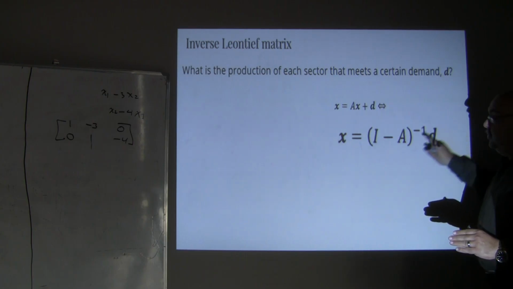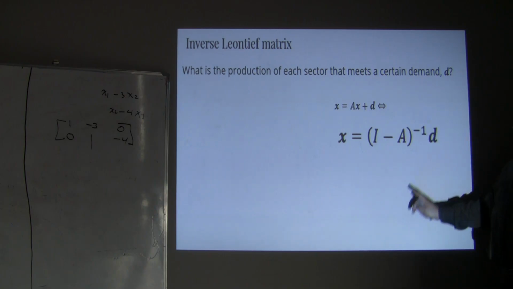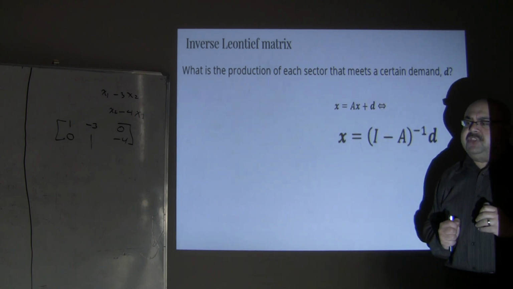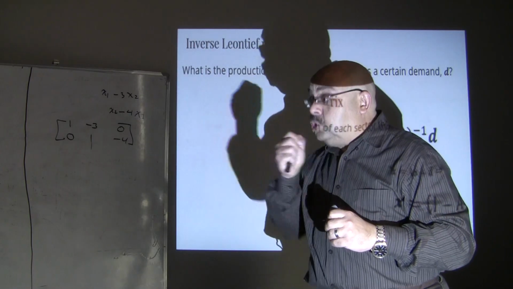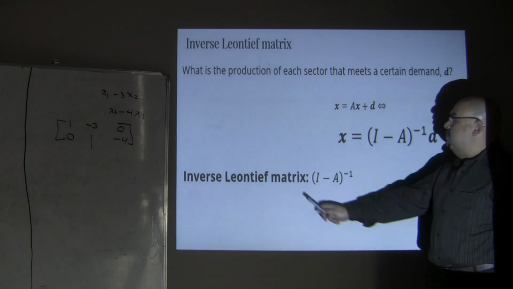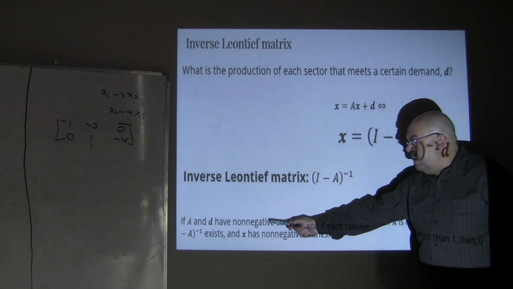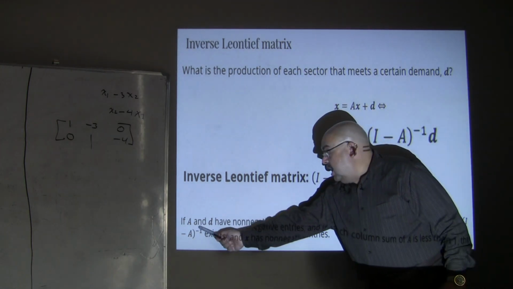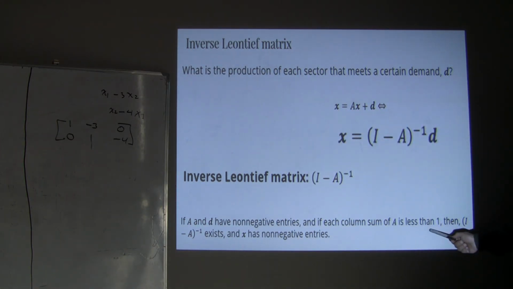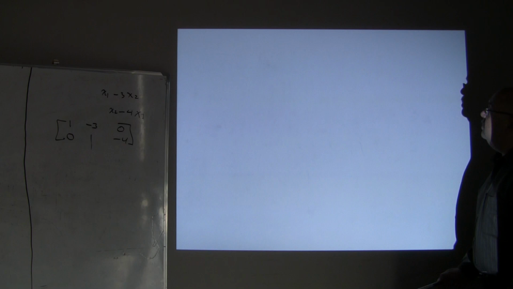It will give you the production based on the given demand. And also it's a measure. I can use it as a measure of the effects of the demand of one sector on the other sectors. That's the importance of the inverse Leontief matrix. So simply the inverse matrix is (I minus A) to the power of -1. This comment is really very important: if A and D have non-negative entries, and if each column sum of A is less than 1, then (I minus A) to the power of -1 exists and has non-negative entries.